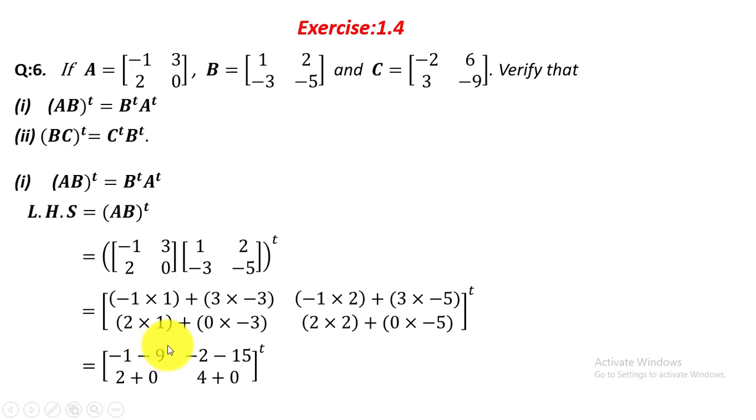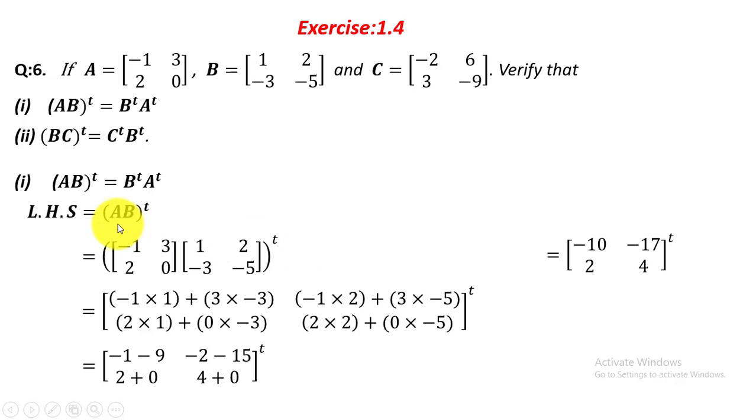-1 times 1, that is equal to -1, plus 3 times -3, that is equal to -9. -1 times 2, that is equal to -2, plus 3 times -5, that is equal to -15. Similarly, 2 times 1, that is equal to 2, plus 0 times -3, that is equal to 0. 2 times 2, that is equal to 4, plus 0 times -5, that is equal to 0.